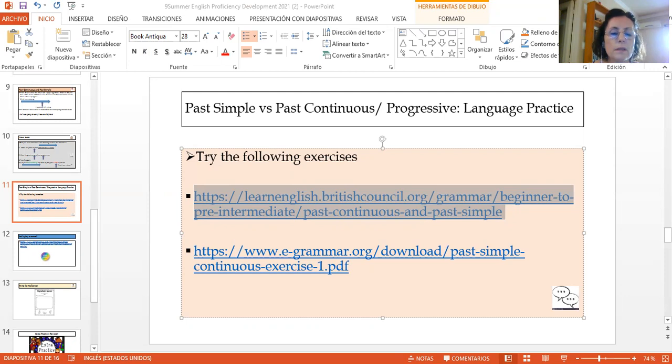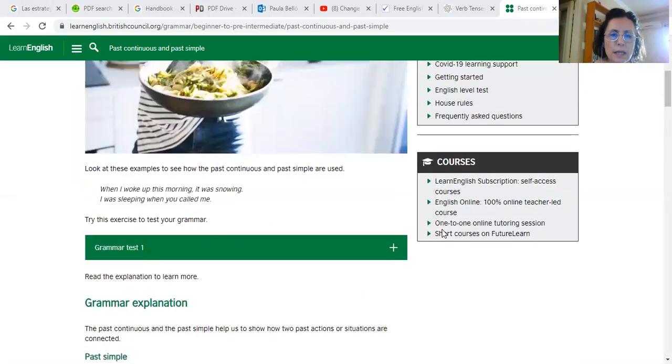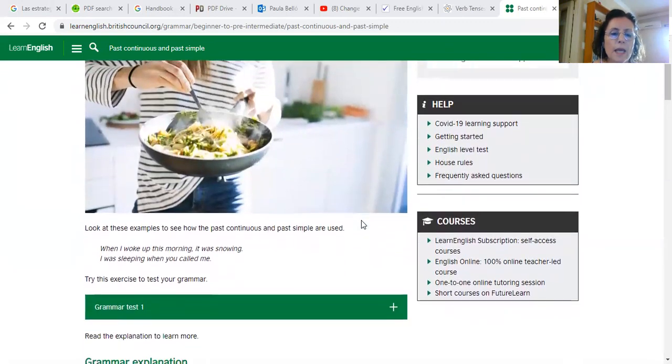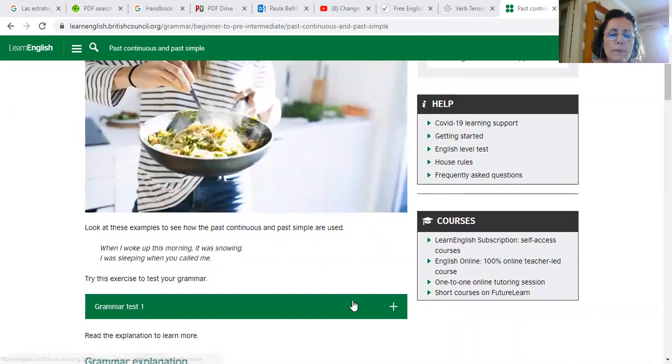Profesora, la pantalla se supone que, ¿qué estamos viendo? We are here, sorry. Here it is a website to do exercises. No, yo no estaba viendo eso.